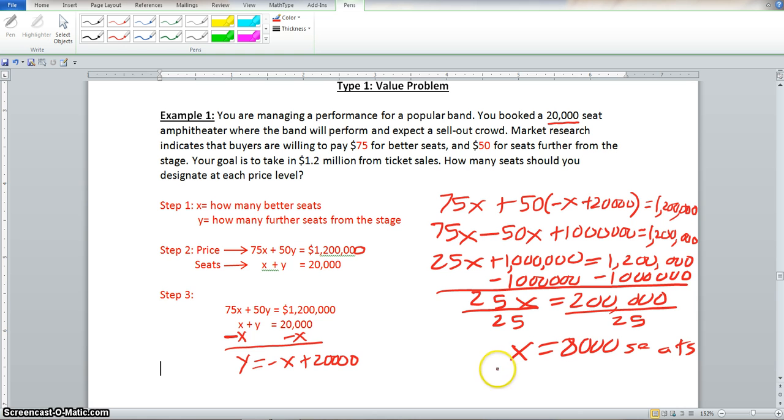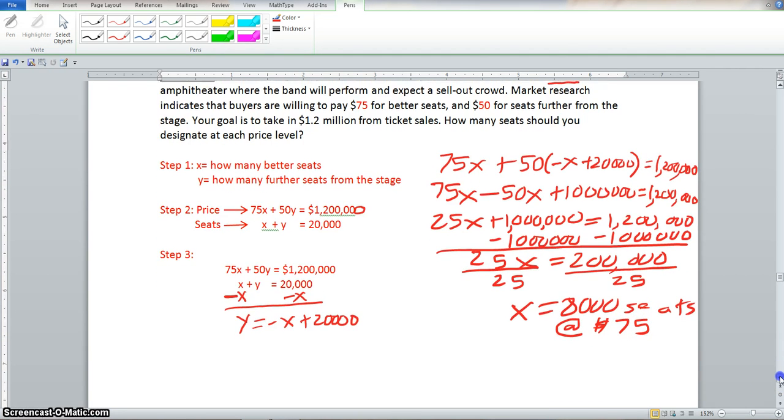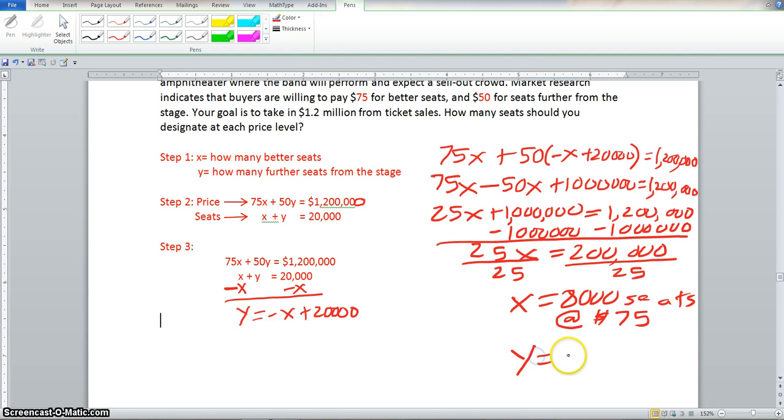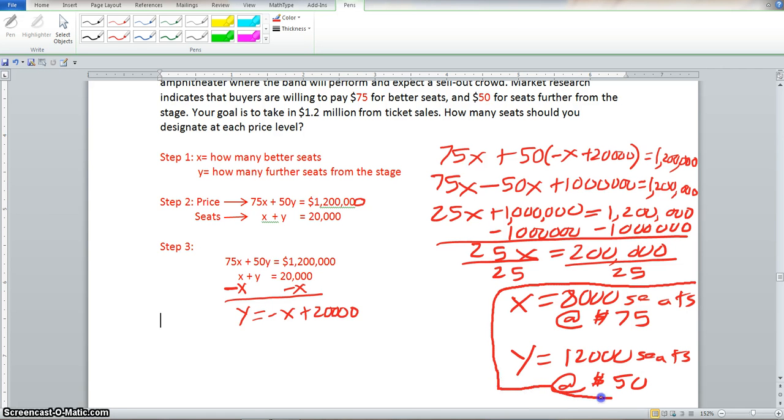Now, since we have 8,000 seats at $75, and we know we only have a total of 20,000 seats, then our y would have to be 12,000 seats at $50. And this here is our final answer. And this right here will be considered step 4. The final answer is step 4.